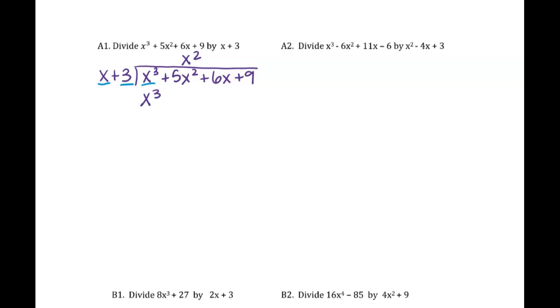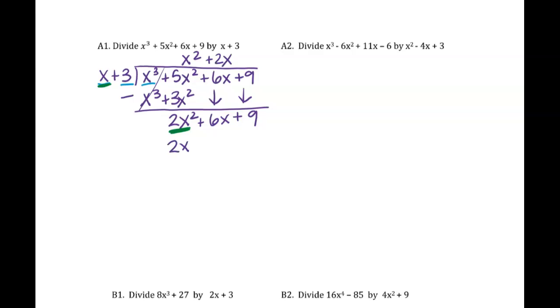And then 3 times x squared is 3x squared, so it goes underneath the x squareds. Draw a line, subtract. 5x squared minus 3x squared is 2x squared. Bring this down, 6x plus 9. So then x times what equals 2x squared? 2x. So x times 2x is 2x squared. 3 times 2x is 6x. And again, everything's lined up.